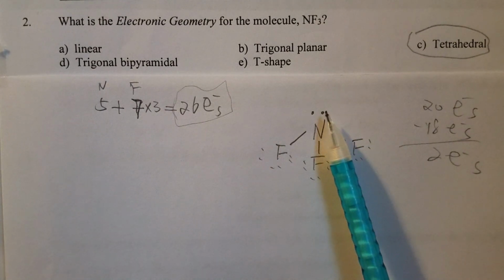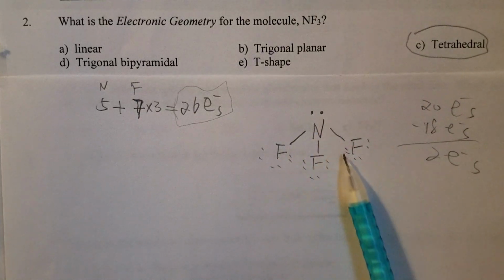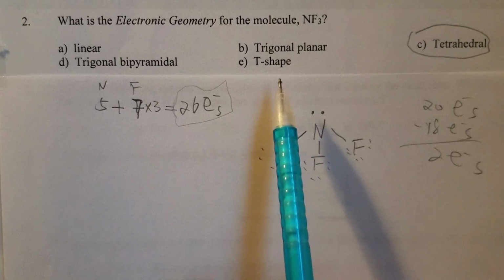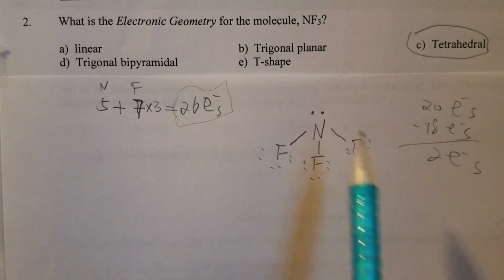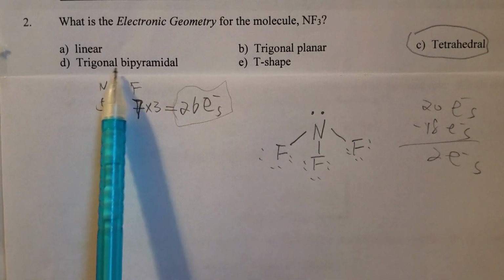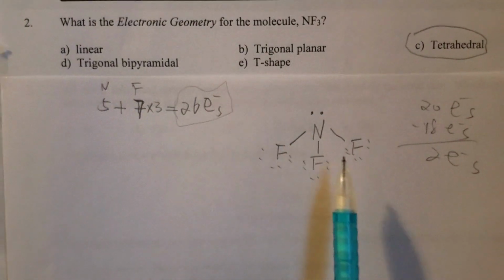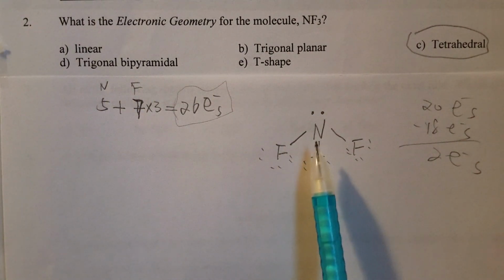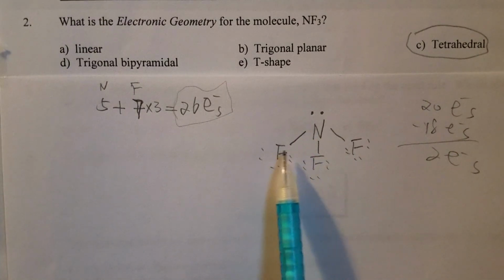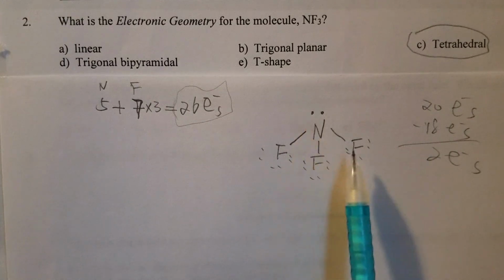So therefore, what we have right now is trigonal, actually trigonal pyramidal. Of course, it does not have a choice in here. But if it's asked, that should be trigonal pyramidal. That's a triangle base, and then that's a pyramid.